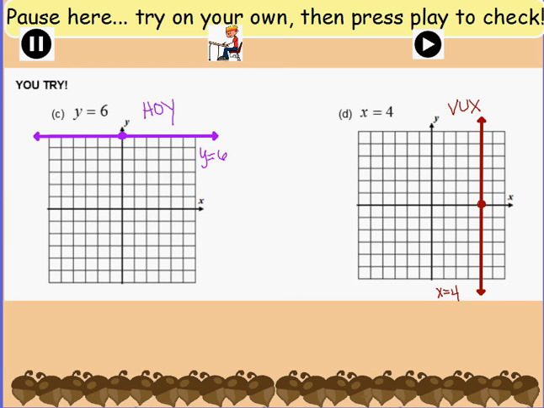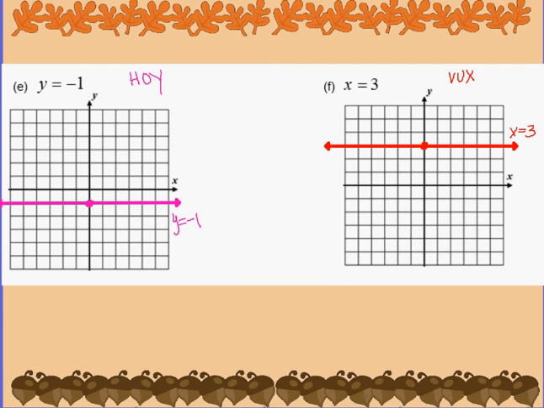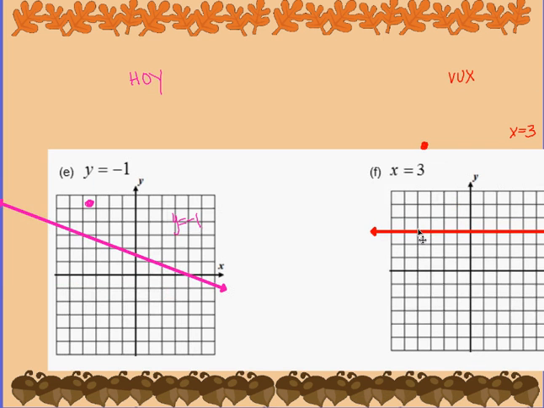Okay, please check your answers to parts C and D. Part C, you should have a horizontal line at y equals 6, beginning your point at 6 on the y-axis and extending left and right. For D, it should be a vertical line at x equals 4, beginning at 4 on the x-axis and extending up and down. Check your answers to E and F. E is a horizontal line, but F, we need to change this.